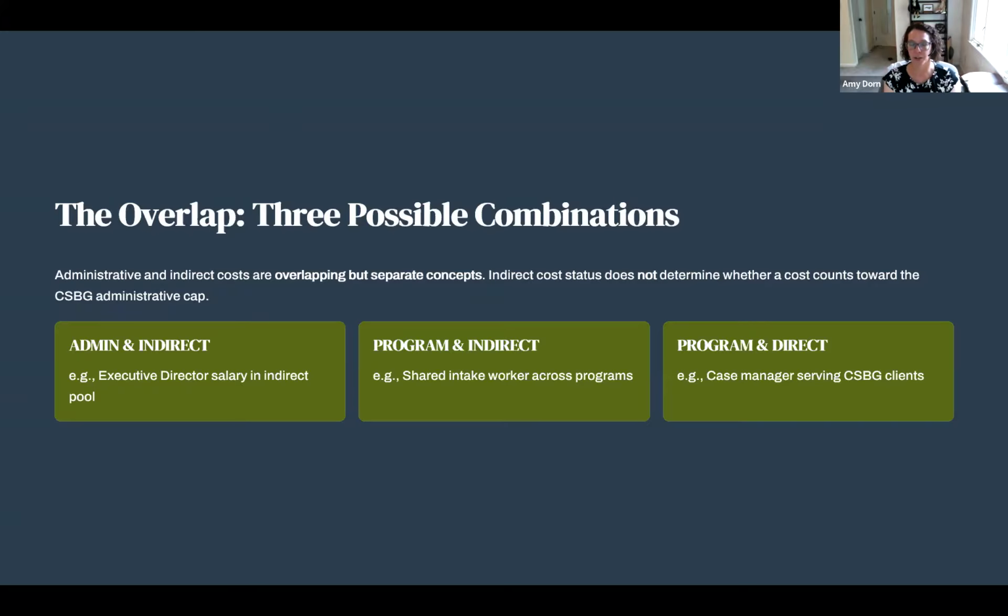And then you have program direct. So that's going to be your direct folks, the caseworker on CSBG who is working the training plan with the client being served, who is tracking that client's progress and that kind of thing. That is definitely advancing the program, and that is only chargeable to one program. Therefore, it is a direct cost.